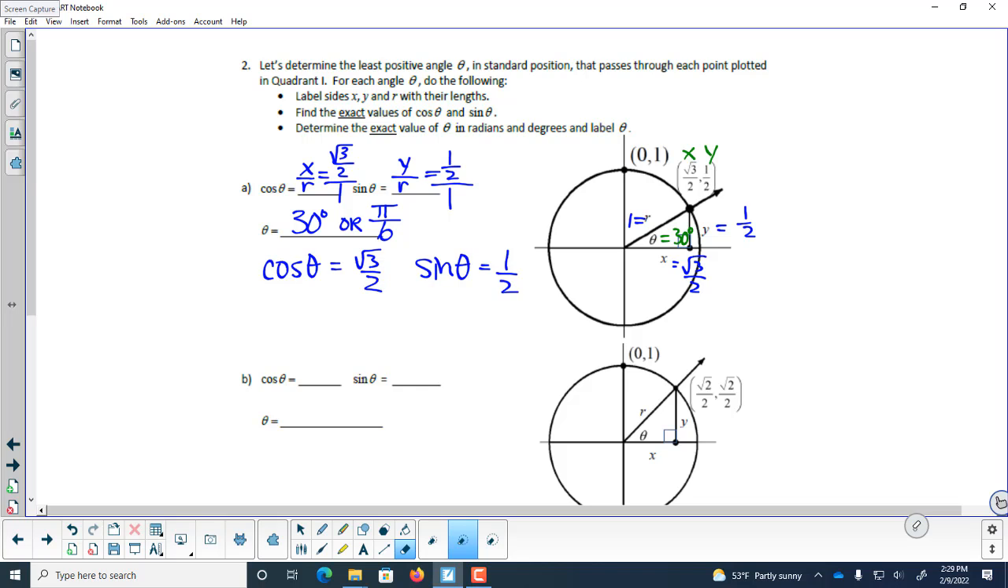Okay? The y coordinate is 1/2. That is the sine of 30 degrees. Y goes with sine. Okay, see those connections?